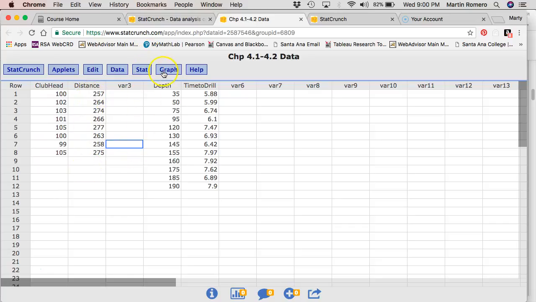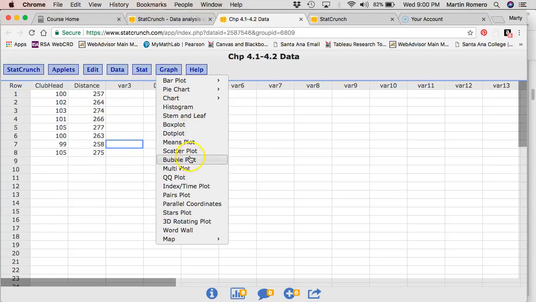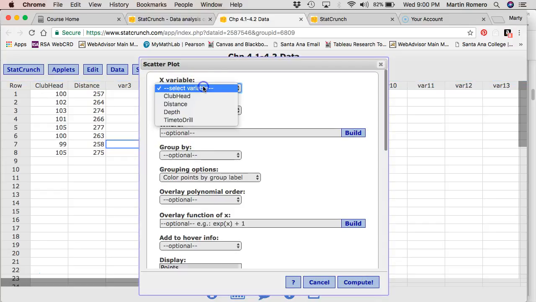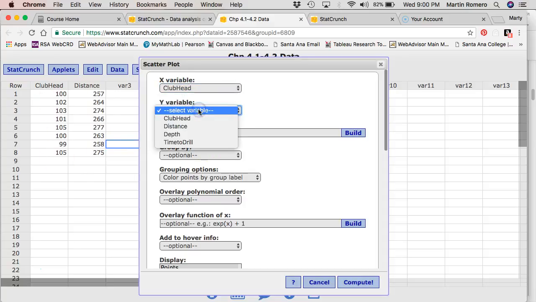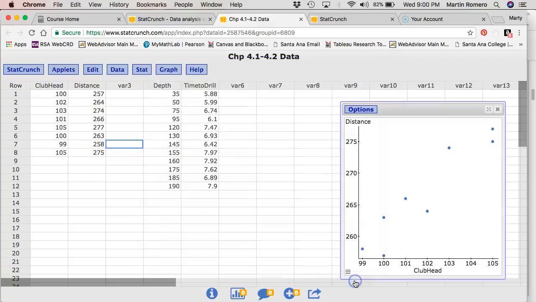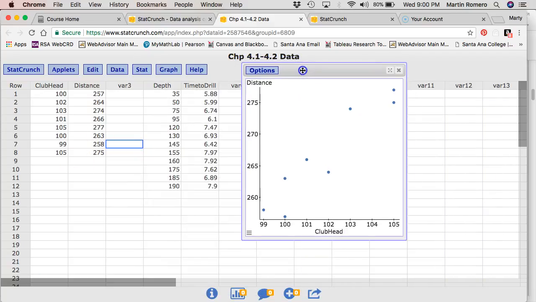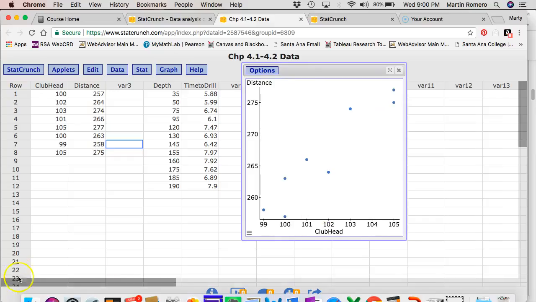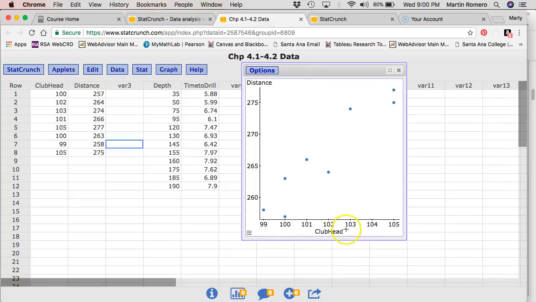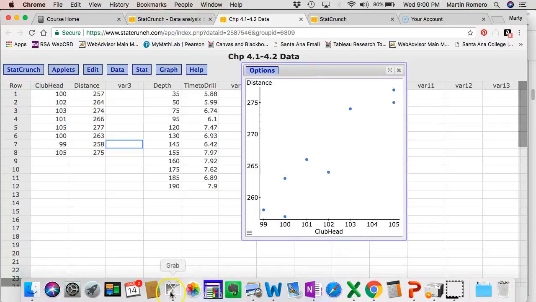In order to do that, we want to graph, and then you see a scatter plot or scatter diagram. The x variable is club head, which is the explanatory variable. The y-axis is the distance, the response variable. And then you go ahead and plot that out. There you go. Take time to recreate that real quick. You can pause and do that. But that's what we're looking at here.